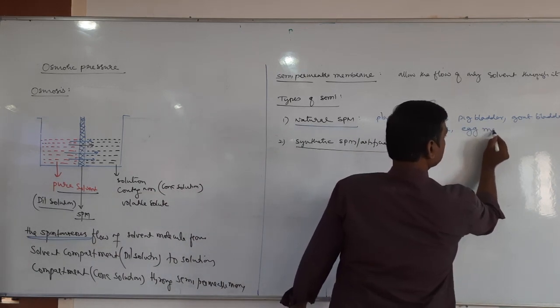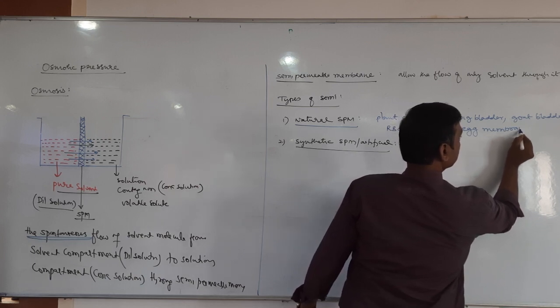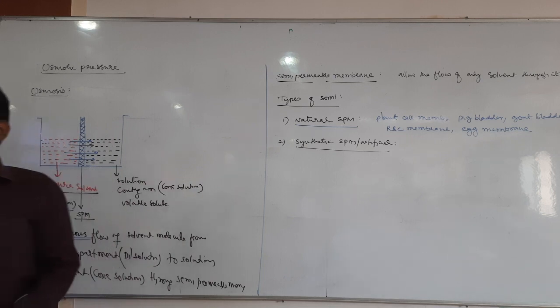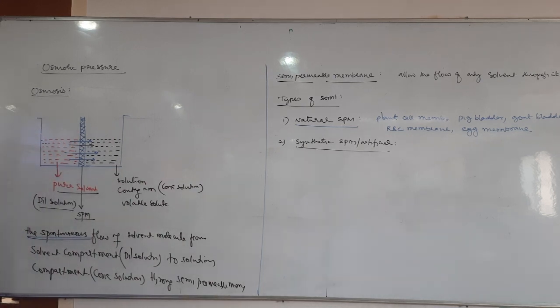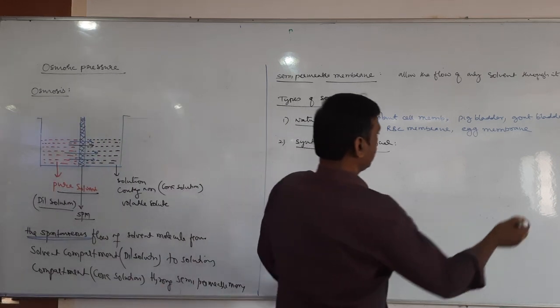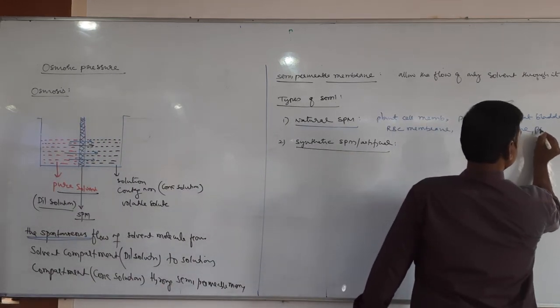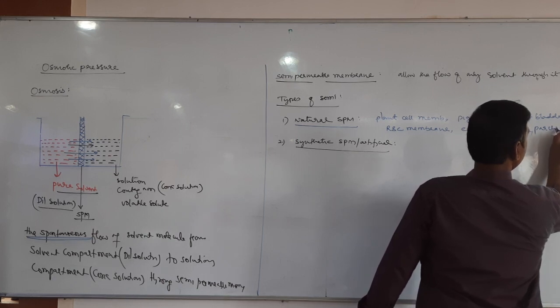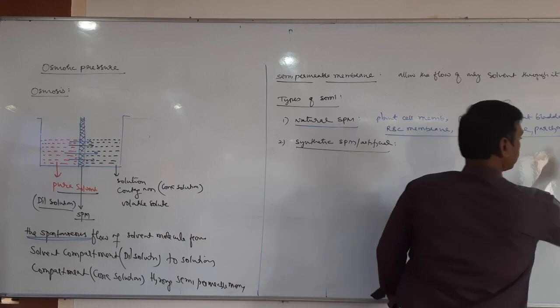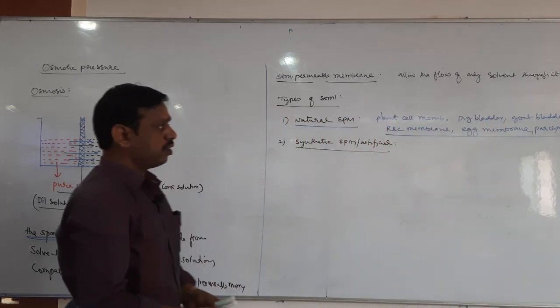No? When you boil the egg, you remove the shell. Exactly below the shell there will be a membrane. That is an egg membrane, which is also SPM, semi-permeable membrane. Even parchment also. Parchment, etc. are natural semi-permeable membranes.